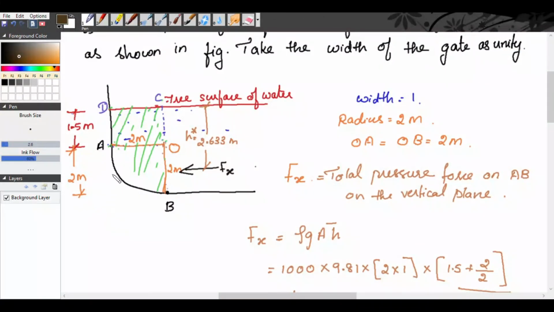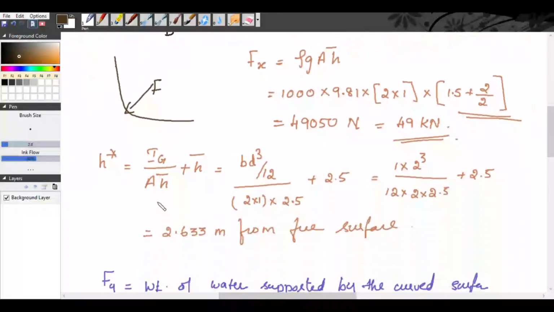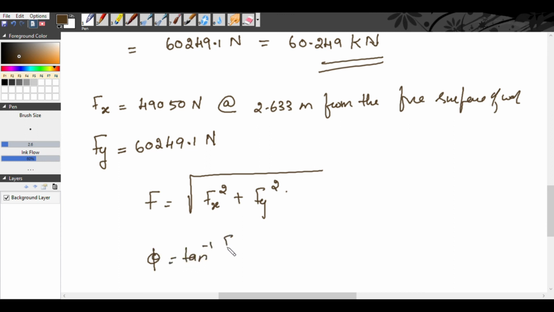Our total force on this curved surface will be acting like this, F. Here in this problem, it is asked to find only the components. If you are asked to find the total force, F will be equal to square root of Fx square plus Fy square. And the direction, phi, will be equal to tan inverse of Fy by Fx. You can find these things also for the completion of your program.